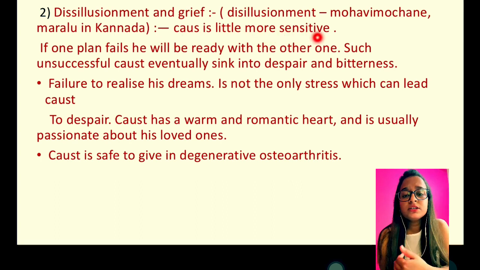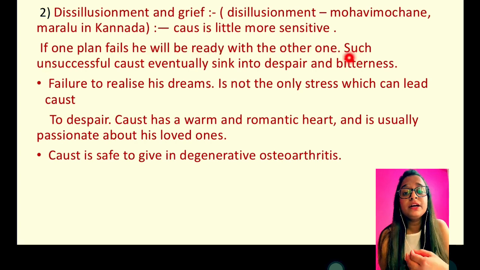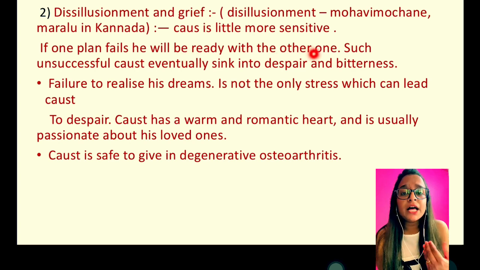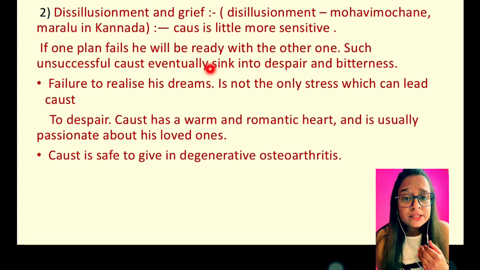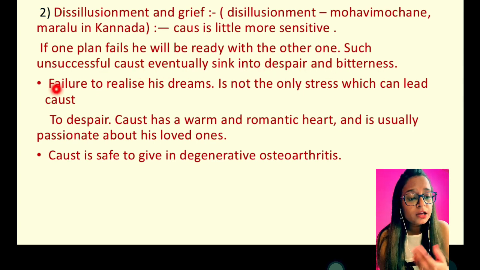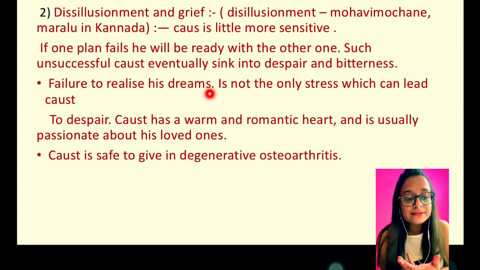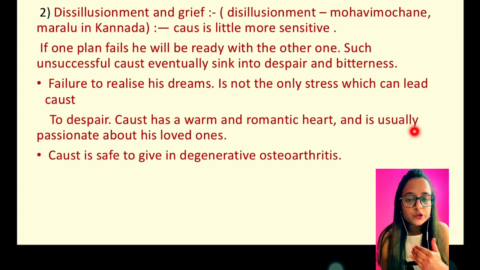Causticum is a little more sensitive here. If one plan fails, he will be ready with the other one. Such unsuccessful Causticum eventually sink into despair and bitterness. So this is how they are going to suffer from despair and bitterness. Failure to realize his dreams is not the only stress which can lead Causticum to despair. Causticum has a warm and romantic heart and is usually passionate about his loved ones.